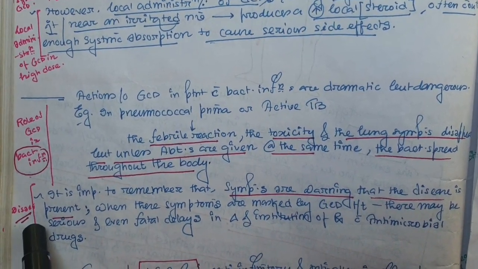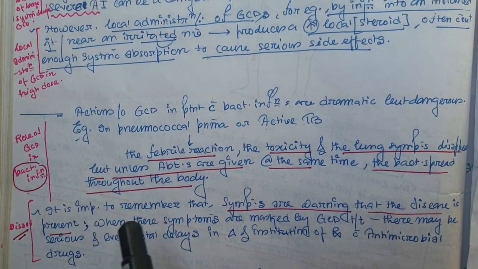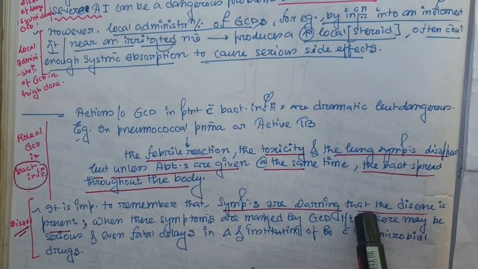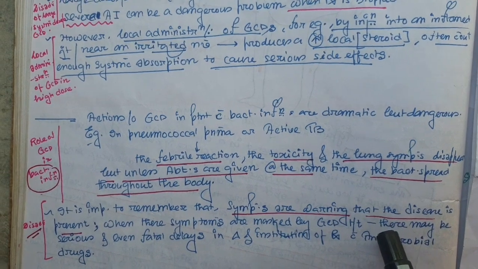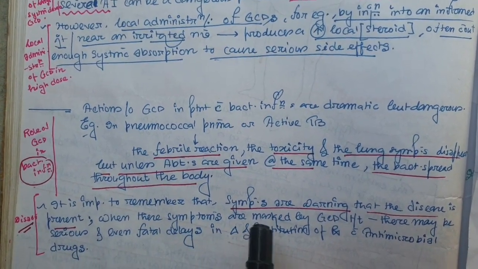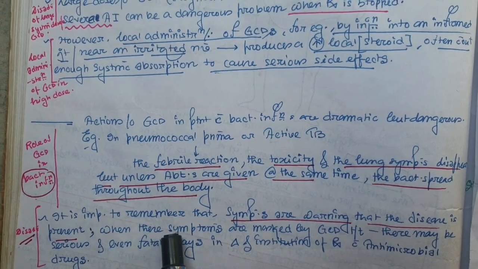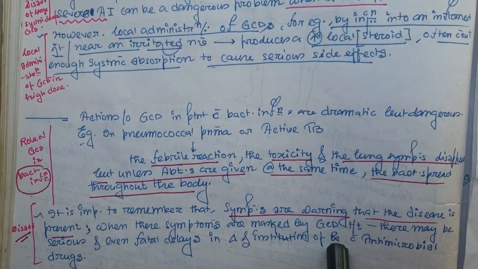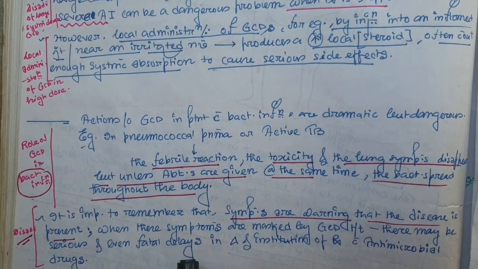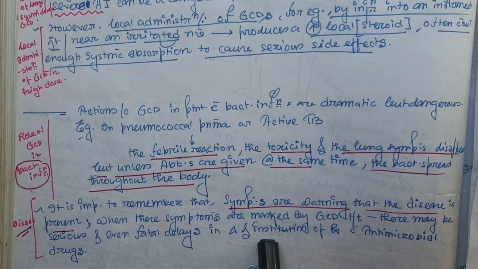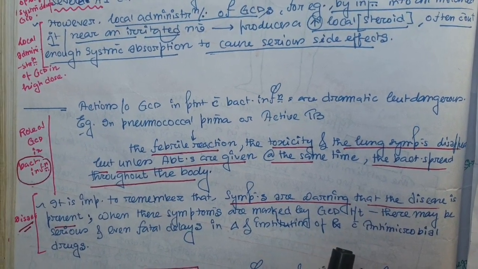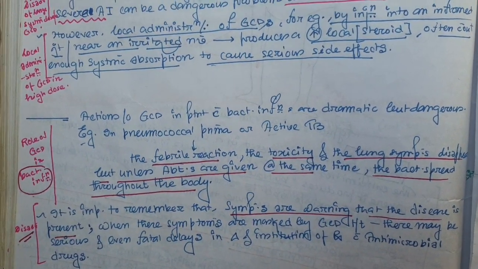So what are the disadvantages of glucocorticoid therapy? It is important to remember that symptoms are warning signs of a disease, and when the disease is present, they clearly show that something is wrong in our body. But when the symptoms are masked by glucocorticoid treatment, there may be serious and even fatal delays in the diagnosis and the institution of treatment with proper antimicrobials.